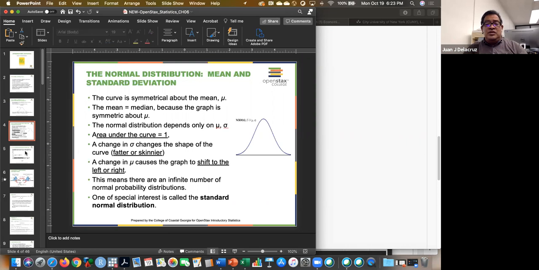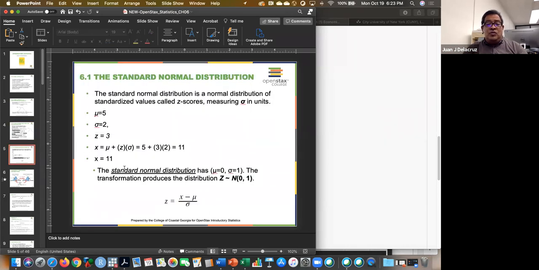We have many distributions, but we're going to use one of special interest, called the standard normal distribution. We learned how to compute the Z-score. In this case, we need a mu, a sigma, and the value of a random variable to compute the Z-score. If we have the mu, the standard deviation, and the Z-score, we can find the value of our random variable. So we can do many things here.